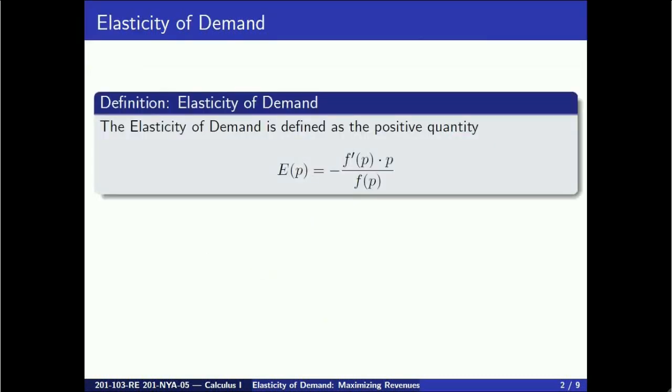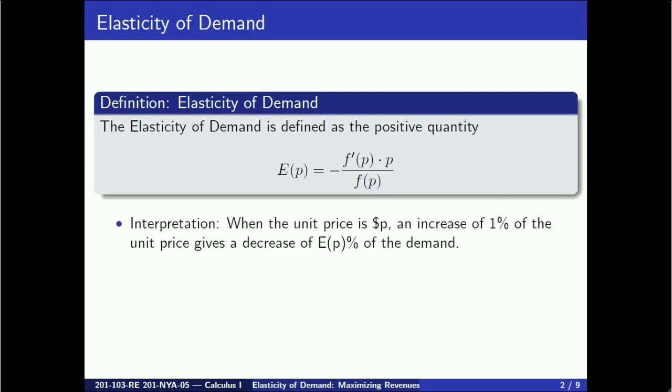Recall that we have defined the elasticity of demand as minus f prime of p times p over f of p, where f of p gives what the demand is for a particular product as a function of its unit price, p. It is obtained by solving for the demand x, the demand equation. It compares instantaneous relative changes of the demand over the unit price. Therefore, when the unit price is p dollars per unit, an increase of 1% of the unit price gives a decrease of E of p percent of the demand.